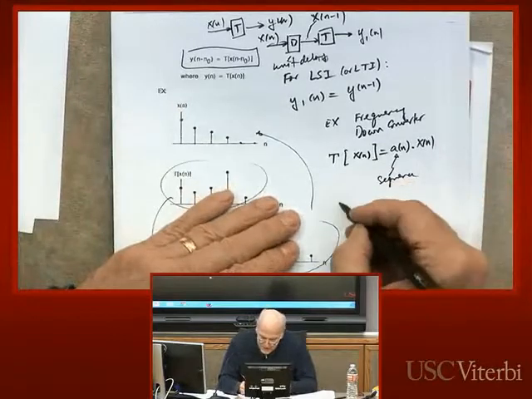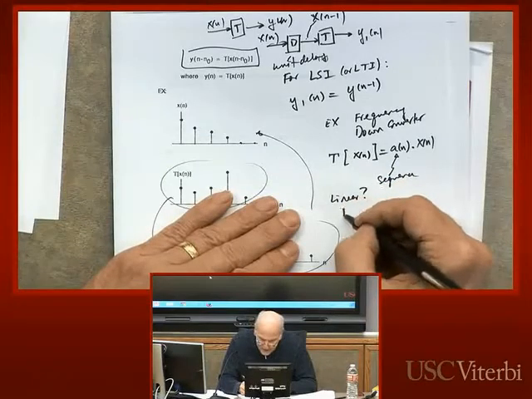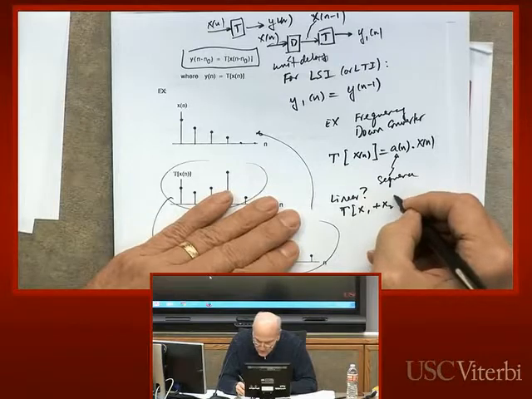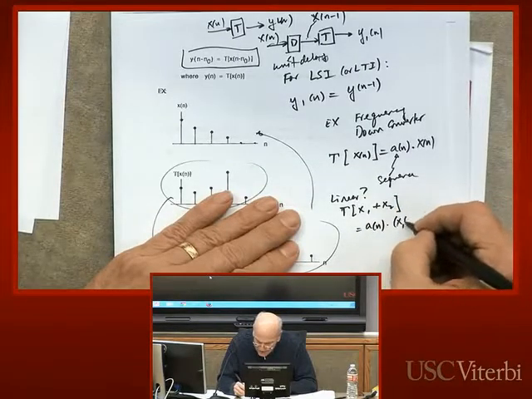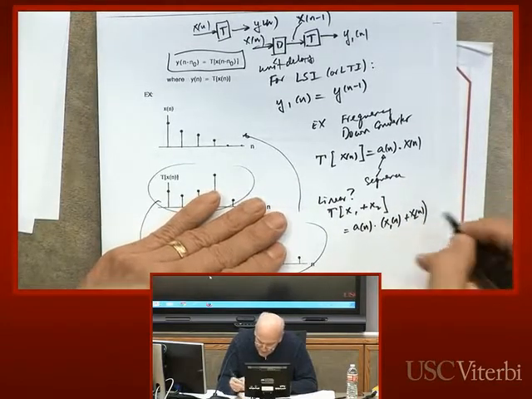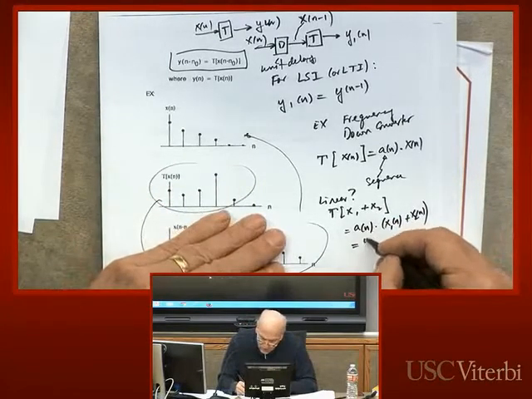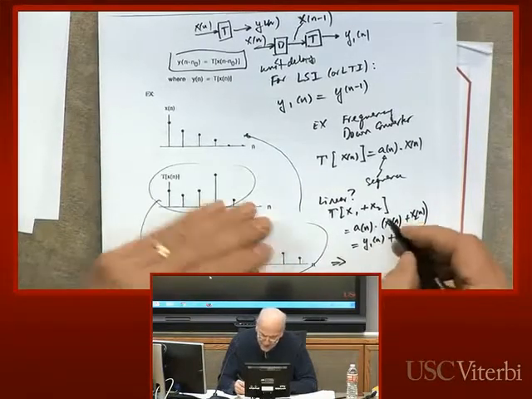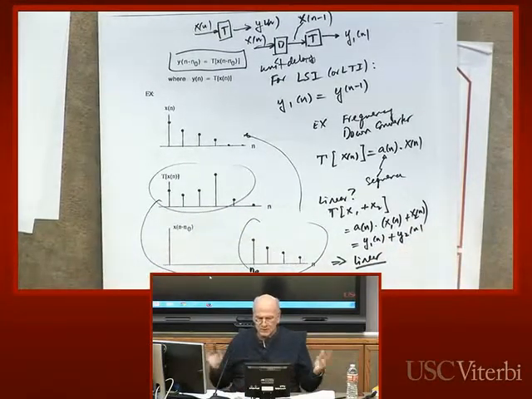That's a perfectly valid system. So let's see if it's linear. Let's check it out. T of x1 plus x2 is going to equal a of n times x1 of n plus x2 of n. So clearly it's linear, right? That's going to be the response to each one, which I will call y1 of n plus y2 of n. So that implies linear. So that's a perfectly well-defined linear system.